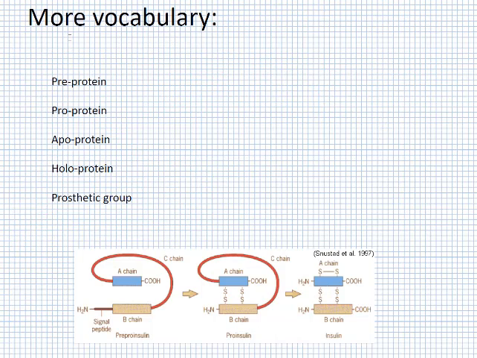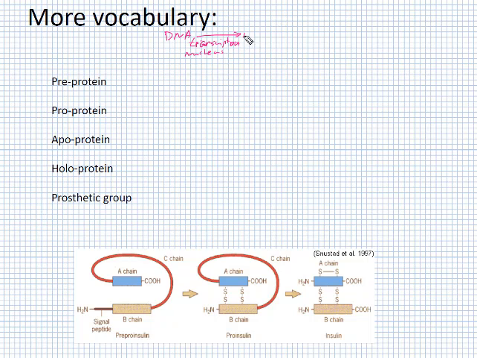A little more vocabulary here. You might have heard some of these terms before. You might have heard of something called proproteins. So there's pre-proteins, proproteins, apo, holo, something called a prosthetic group. Proteins, again, we're going to go from DNA, which is converted in the nucleus. So this is the nucleus. In the nucleus of cells, transcription.